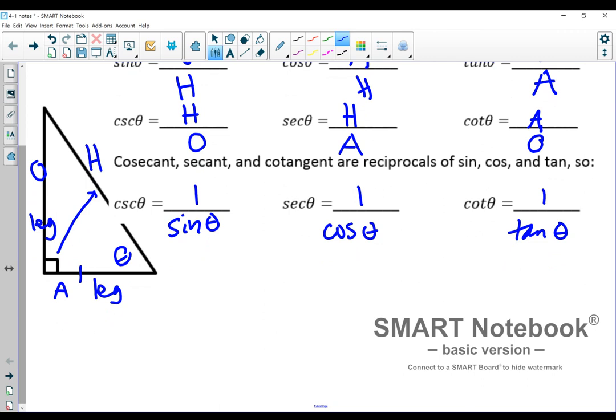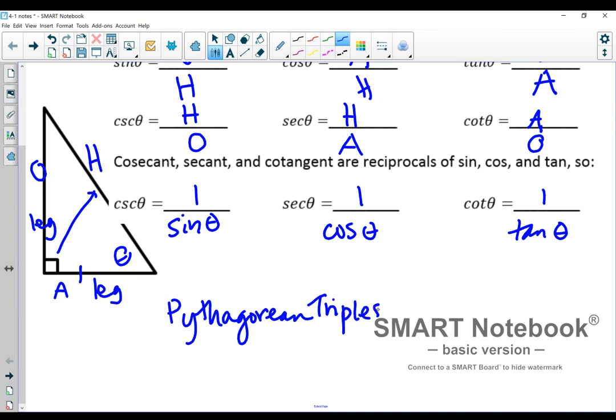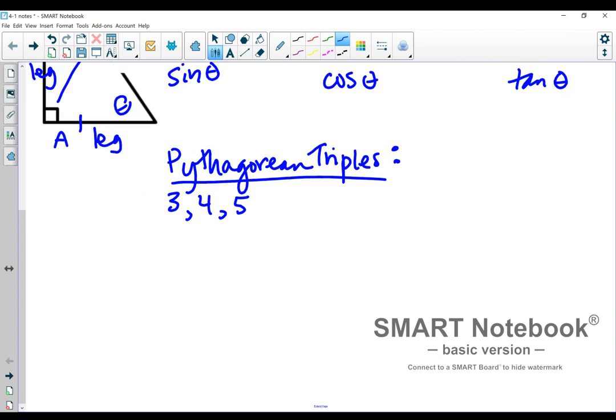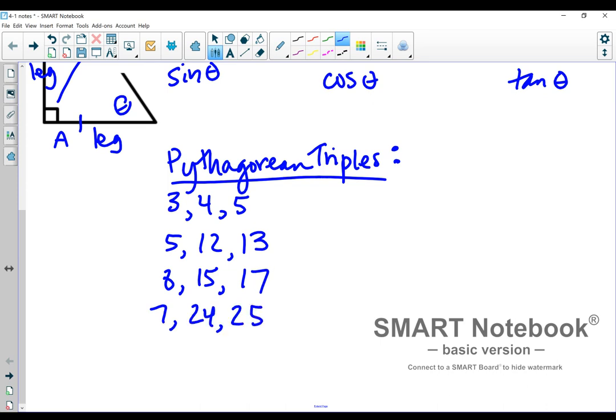Another thing I wanted to mention here on this page is our Pythagorean triples are a really good thing to remember. It will save you a lot of time. So we're just going to list those here. Triples would be like 3, 4, 5. And again, my hypotenuse is always my longest side, so the 5 would be the hypotenuse. 5, 12, 13. 8, 15, 17. And 7, 24, 25. There are other triples, but these are the ones with the smallest numbers, the ones that we use most often.